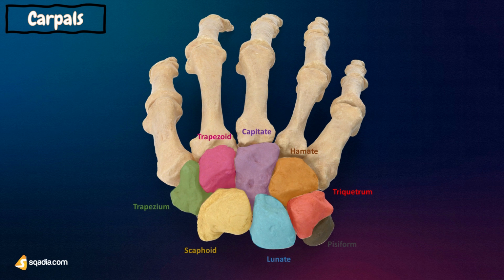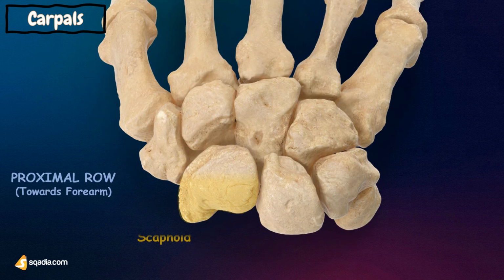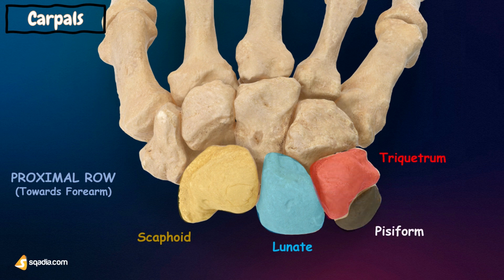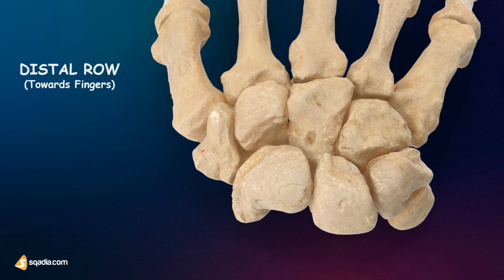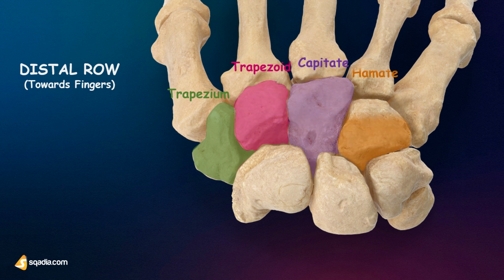The proximal row contains, from lateral to medial side, the scaphoid, the lunate, the triquetral, and the pisiform. The distal row contains, in the same order, the trapezium, the trapezoid, the capitate, and the hamate.